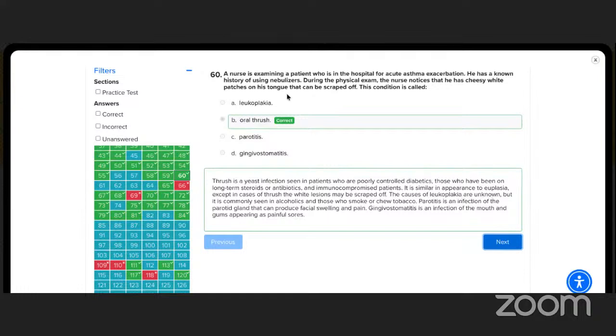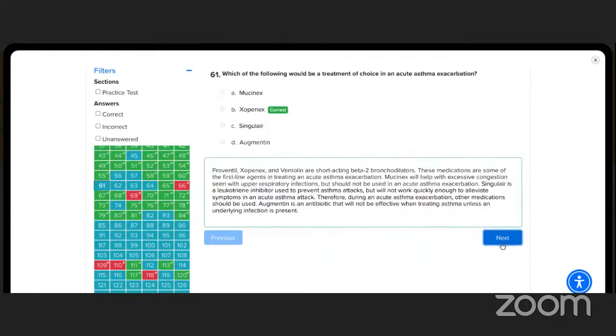Okay, they're talking about A, but leukoplakia is commonly seen in alcoholics. So they went through the other three, but just know oral thrush is what they call it when you have that cheesy white patch. And the drug they use in the hospital that you'll see the doctor order to treat that is Nystatin swish.